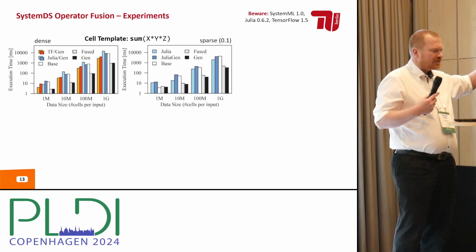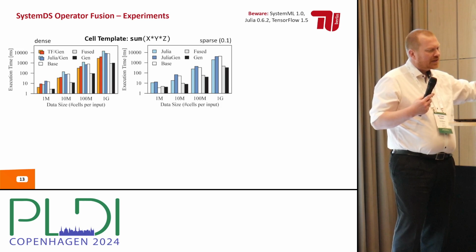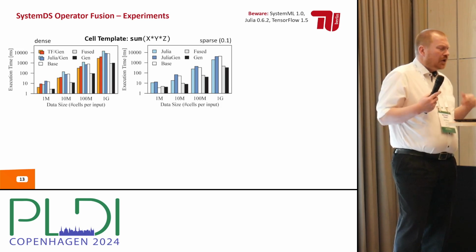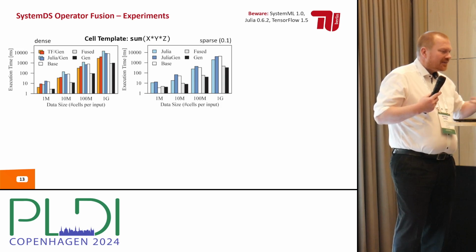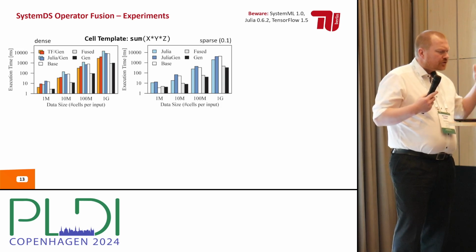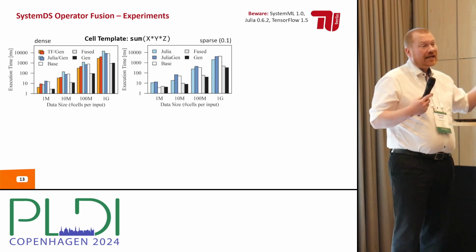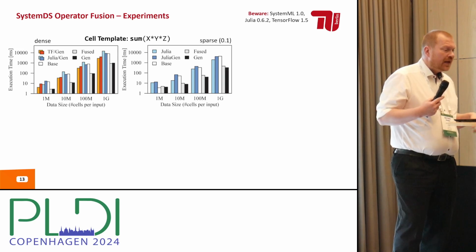So for this first example, the sum of 3 matrices element-wise multiplied together, you essentially see that our base is, without any fusion, our generated operator, and fused is the handwritten fused operator. So you see that there's an order of magnitude benefit of doing this kind of fusion.